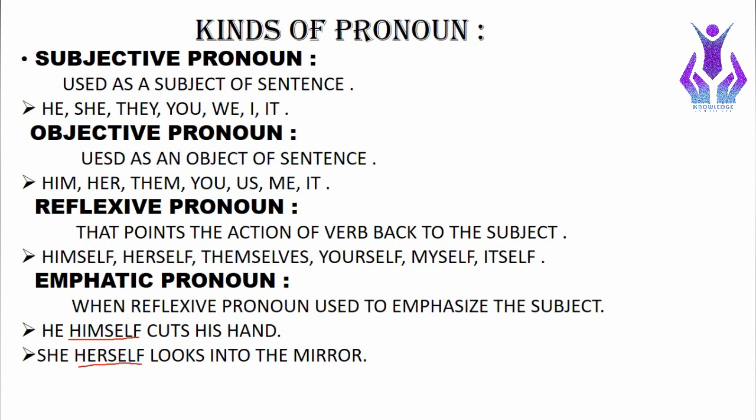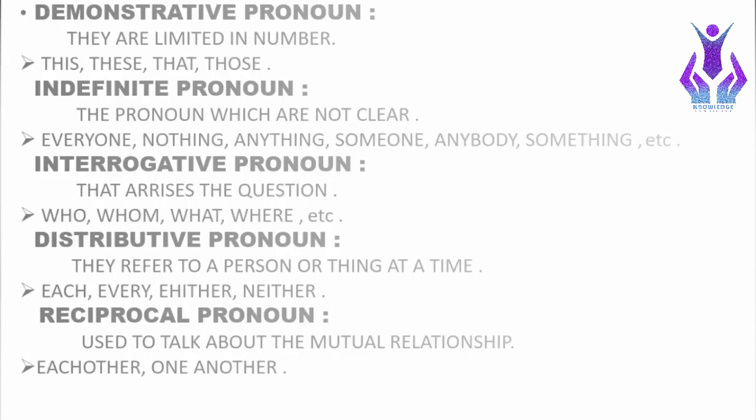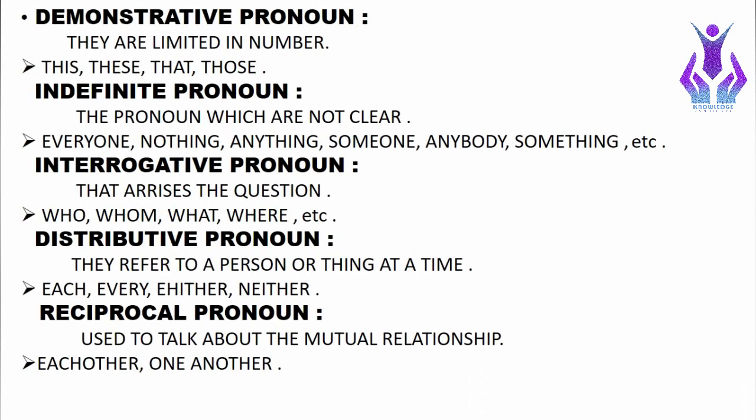The next one is demonstrative pronoun. Demonstrative pronouns are limited in number. They are only 4 in number, that is this, these, that, and those. The next one is indefinite pronoun. These are pronouns which are not clear, which refer to a whole. For example, everyone, nothing, anything, someone, anybody, etc. The next is interrogative, as is clear from its name, used when there arises a question. The question words are simple: who, whom, what, where, when. When they are used as pronouns, these are interrogative pronouns.